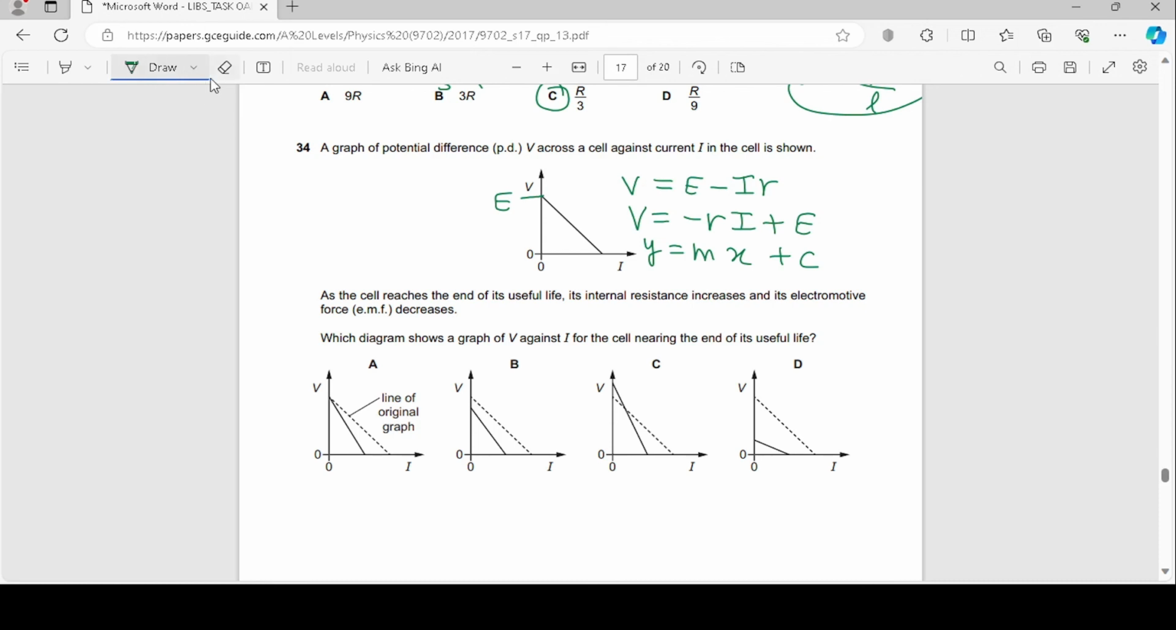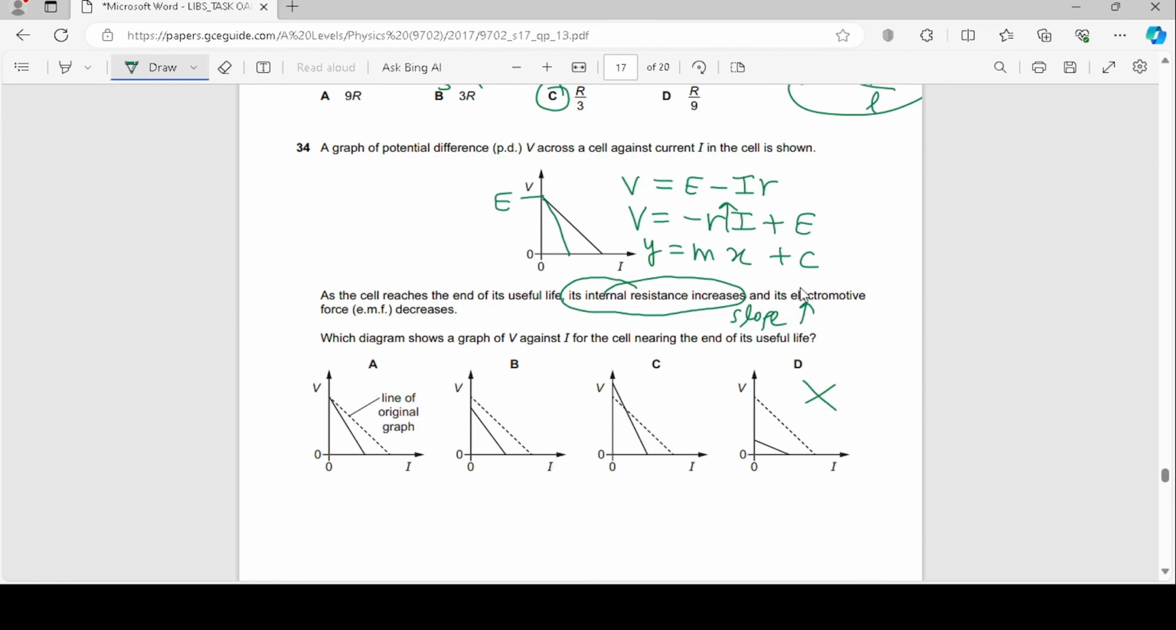So if they're saying that as the cell reaches the end of its useful life, its internal resistance increases, then that means that the slope increases, right? So if the slope increases, that means the gradient increases. So it becomes something like that maybe. So if I look at the options, that's the line of the original graph. This is having a steeper gradient. This is having a steeper gradient. This is having a steeper gradient. That is not having a steeper gradient, so we can cross that out. And so till now I have A, B, or C.